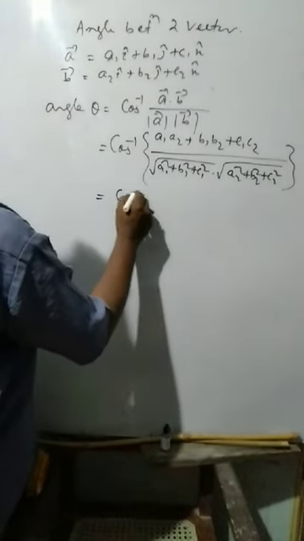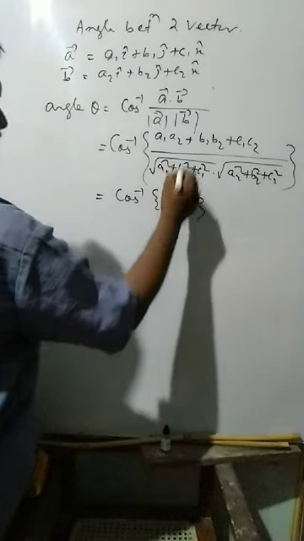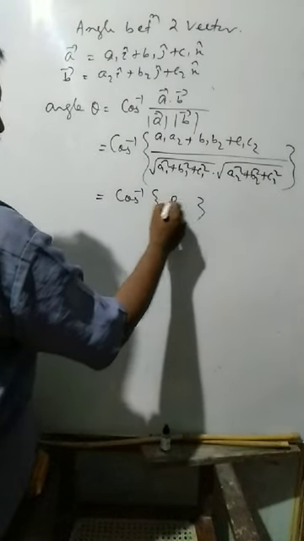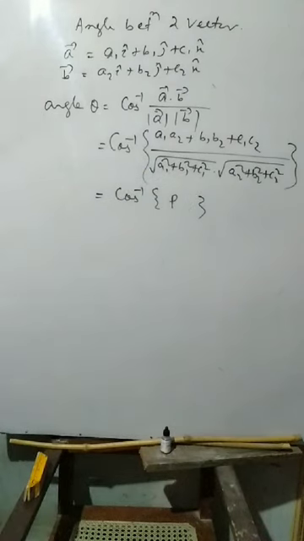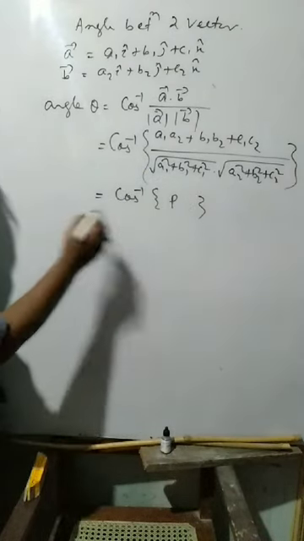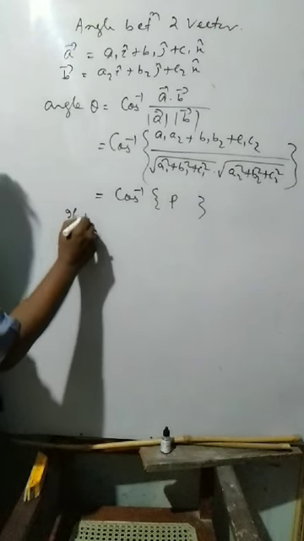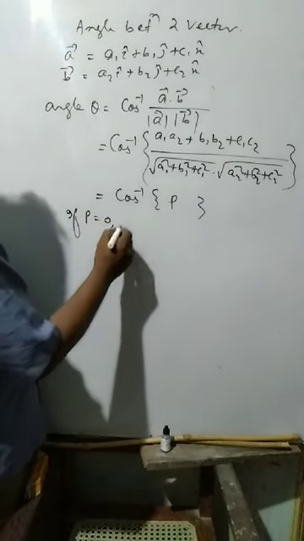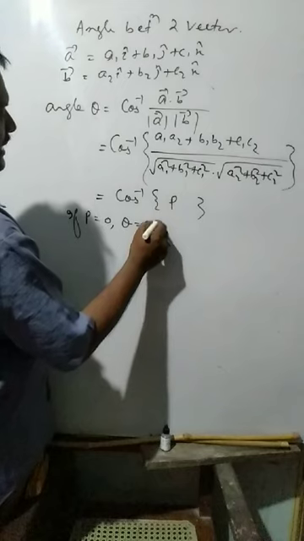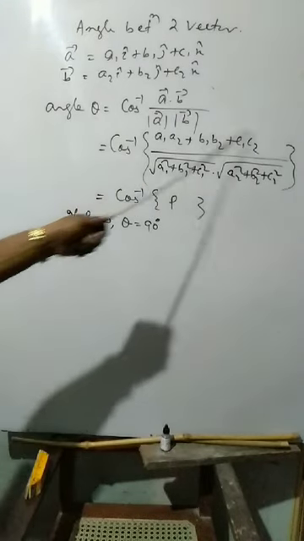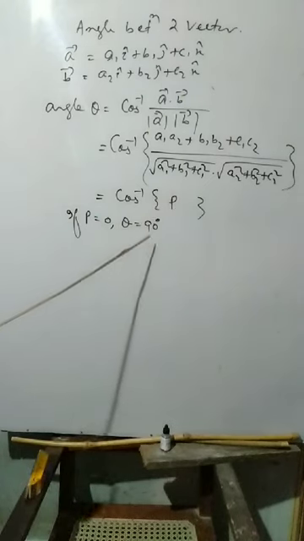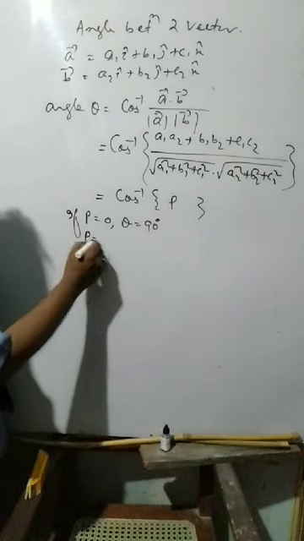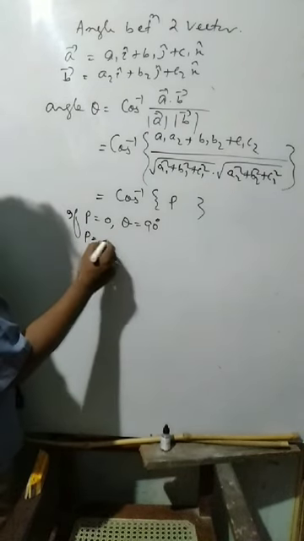Here it is cos inverse, right? Say the total value equals P. P can be any value, and this is cos inverse P. Now, if P equals 0, then theta equals 90 degrees. When you solve it and the value comes out as 0, meaning P is 0, theta equals 90 degrees.